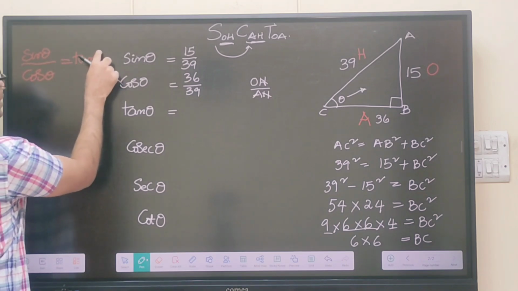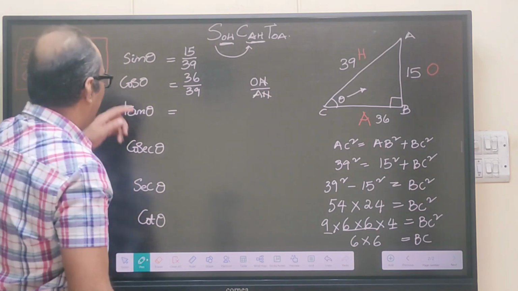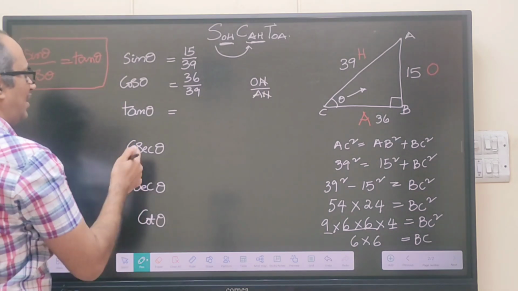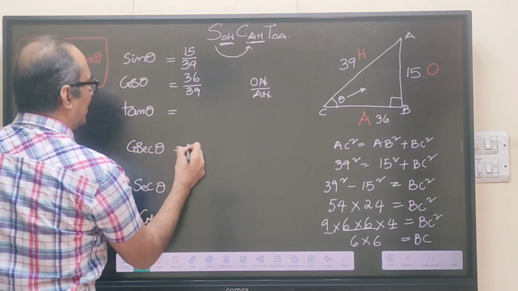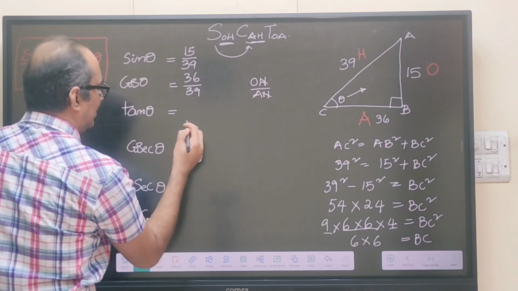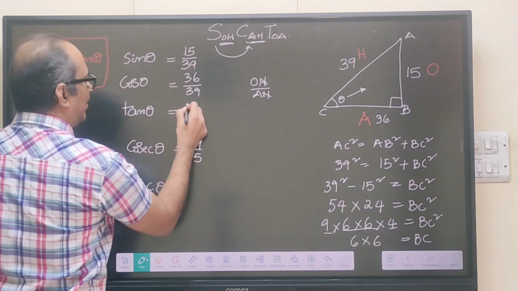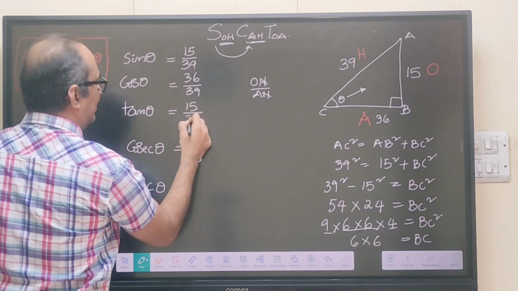What are the other relationships we know? We know three reciprocal relationships. Sine theta into cosecant theta equals 1. So cosec theta will be the reverse of this, 39 by 15. I can fill that easily. Then what is tan theta? We said sine theta by cos theta are opposite by adjacent.